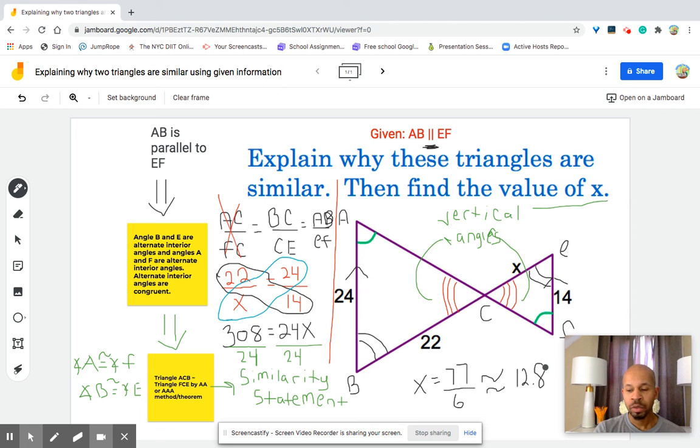All right. So that is pretty much it, y'all. I wanted to once again walk you through how to use given information to prove that two triangles are similar, and then set up a proportion based on our similarity statement to find a missing side.